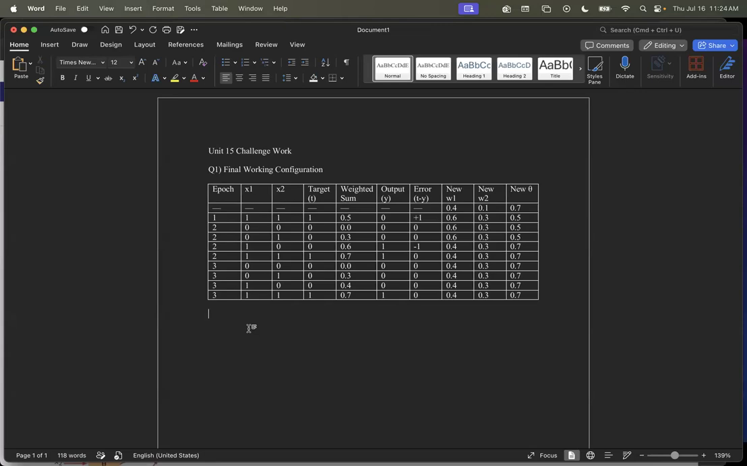To kick off the next step, we input our final pair, 1 and 1. The weighted sum comes out to 0.5, which is less than our threshold of 0.7. So the network fails to fire and outputs a 0. Since our target was a 1, this triggers a corrective error of +1, prompting the algorithm to boost both weights and drop the threshold down to 0.5. Moving into Epoch 2, you can see the network successfully handles the first 2 cases with 0 errors.